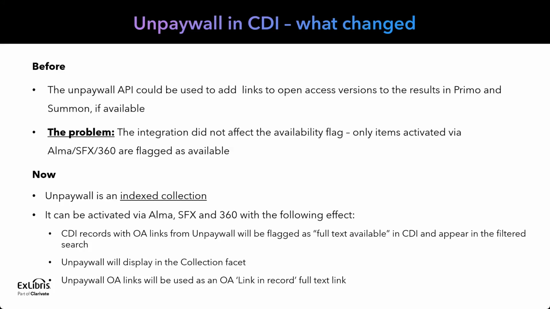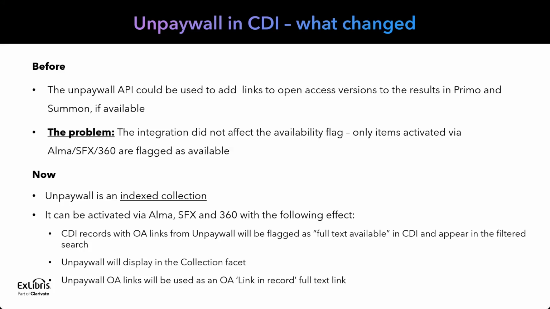We had a lot of feedback about this, that many of you wanted to change that. You wanted to add the open access items to the filtered result list and show them really as available, even if there is no other link, if there is no subscription version or any link to another open access collection. So this is really what changed. Now we have Unpaywall as an indexed collection. That means that it can be activated via Alma, SFX, or 360. And that has exactly that effect. The items from the Unpaywall collections are now flagged as item available on your result list, and they're part of the filtered search. They're also part of the collection facet, or the Unpaywall collection is part of the collection facet.